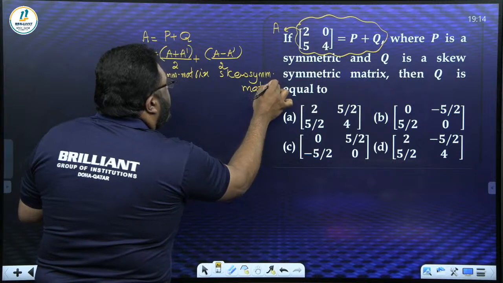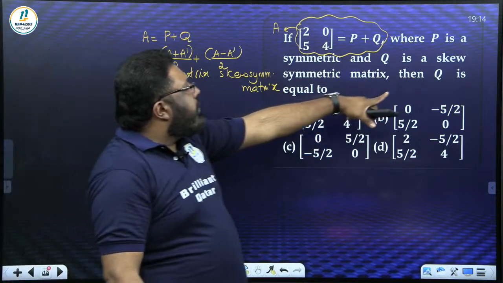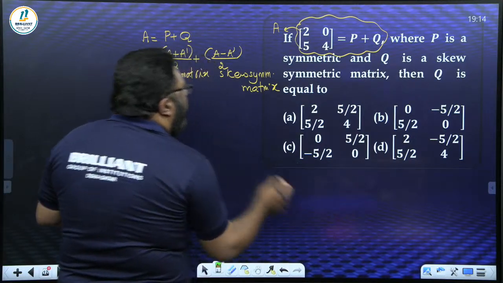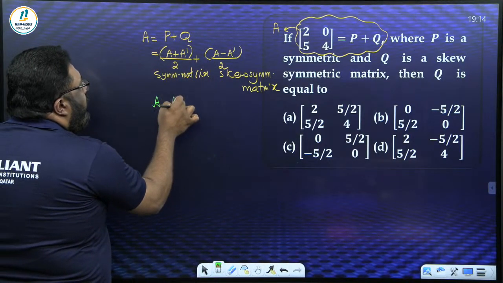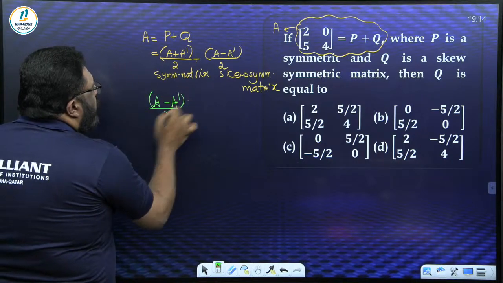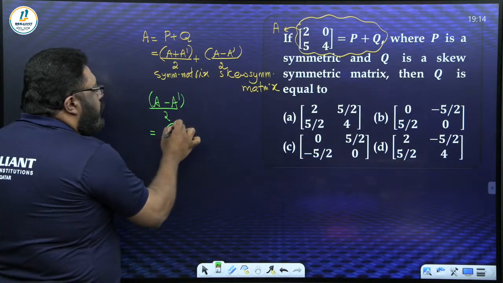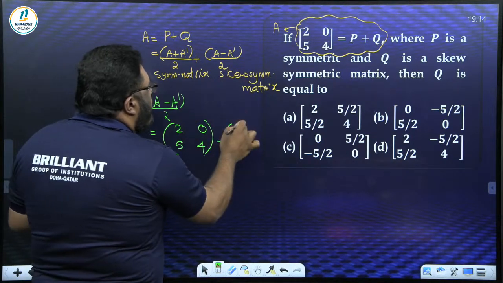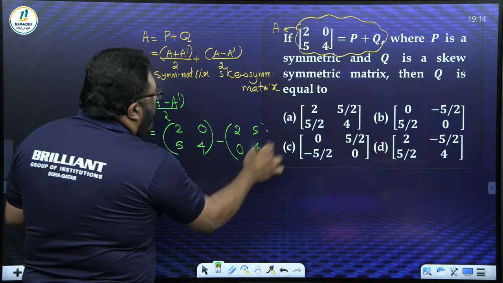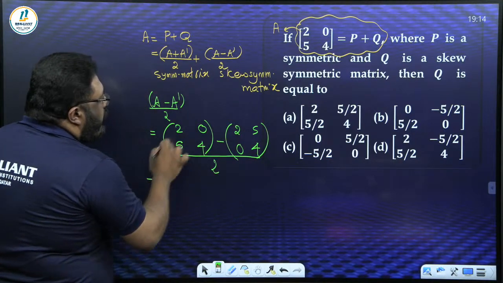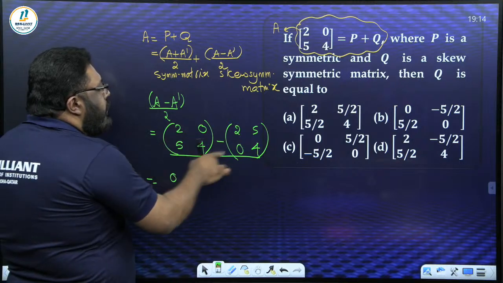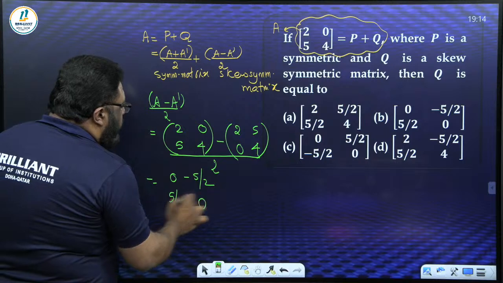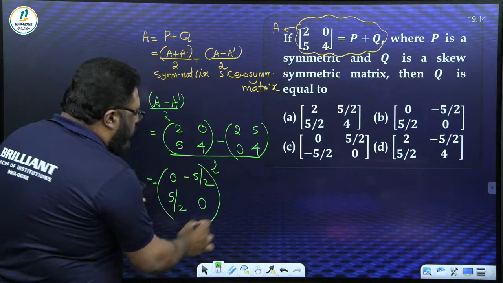If you use that logic, they are asking you to find the skew symmetric matrix Q. So what will be your skew symmetric matrix? A minus A dash by 2. That is equal to, what is your A? 2, 0, 5, 4 subtracted with its transpose, the whole divided by 2. So 2 minus 2, 0 by 2, 0. 0 minus 5 by 2, negative 5 by 2, positive 5 by 2 and 0. Exactly, this is a skew symmetric matrix.